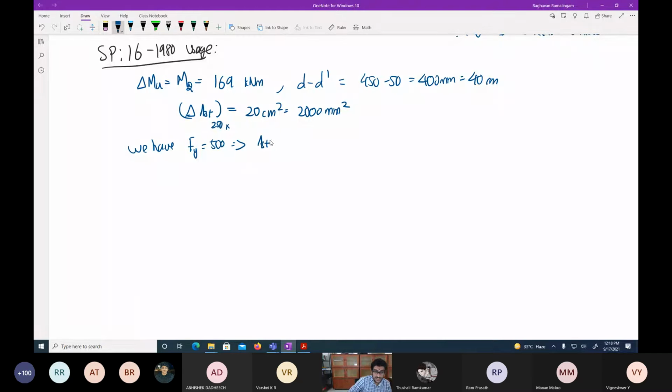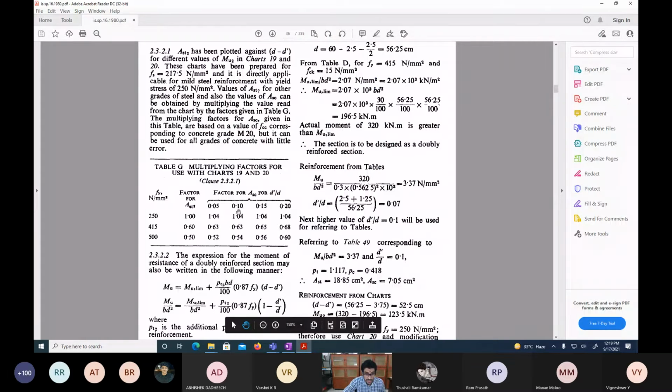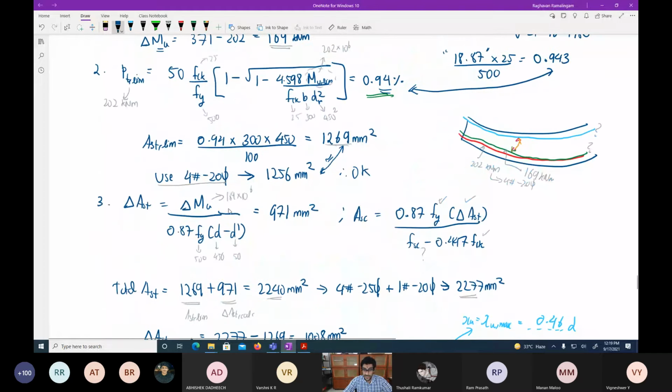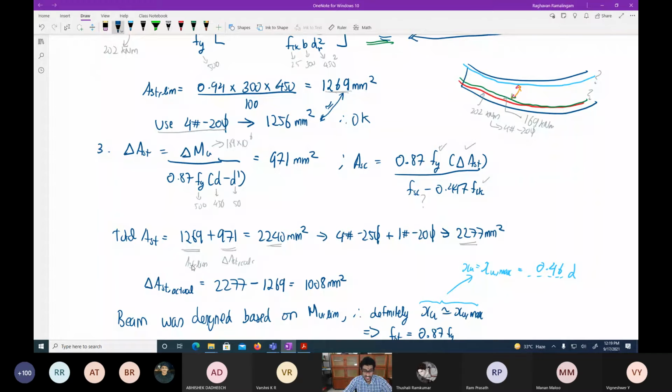So my delta AST modification factor is 0.5 and ASC modification factor is 0.54. Okay, so 2000 times this is about 1000 mm square, and 0.54 times this is about 1080. Okay, so we found delta AST and ASC. So remember that our total AST is nothing but AST limit plus delta AST. Okay, so remember this. This is what is our total AST.